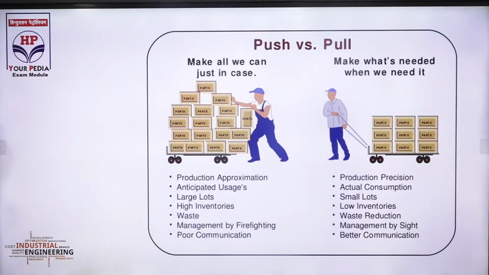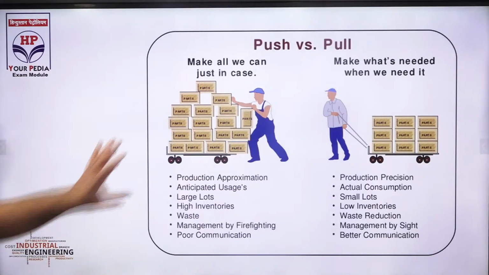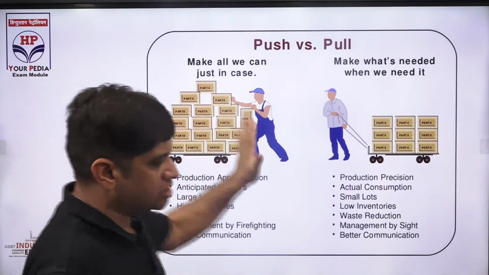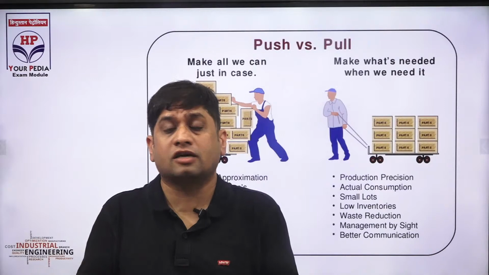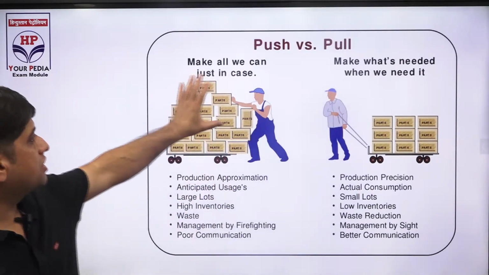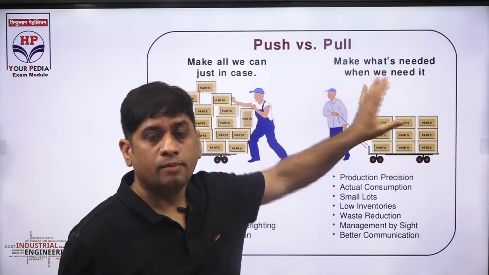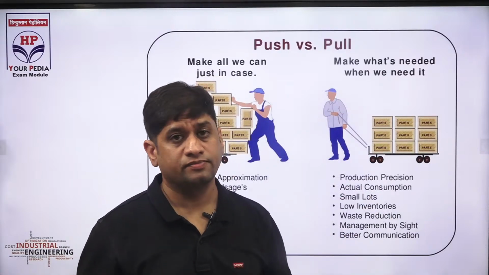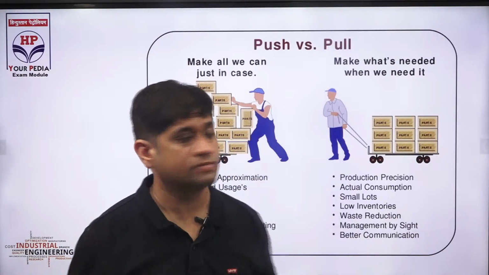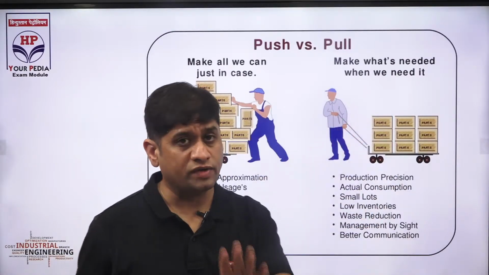See this, push versus pull. Make what's needed when we need it. Versus make all which you can make just in case it is required. Let's produce it just in case the customer needs it. Just in case, versus just in time. Pull system: do you need it? Let's produce it. Don't waste. Only if you need it, I will produce. Just in time. No wastage.